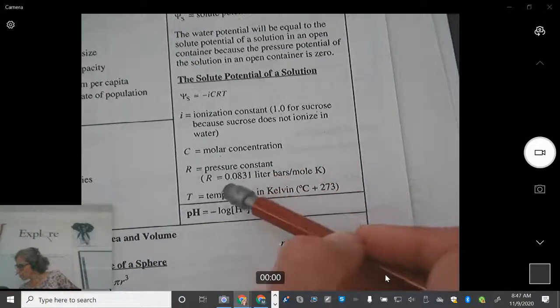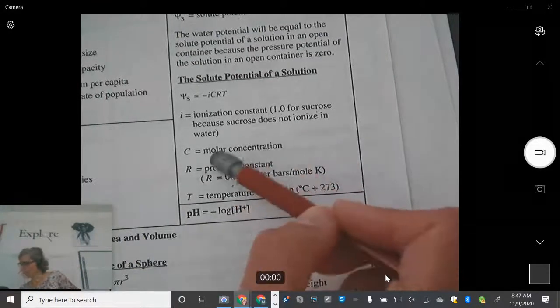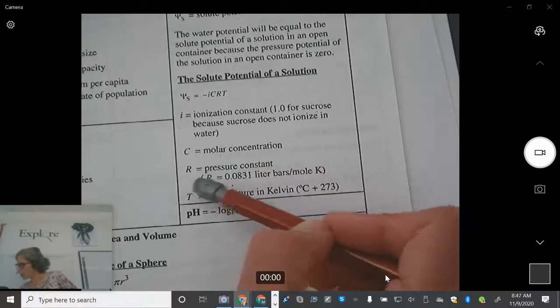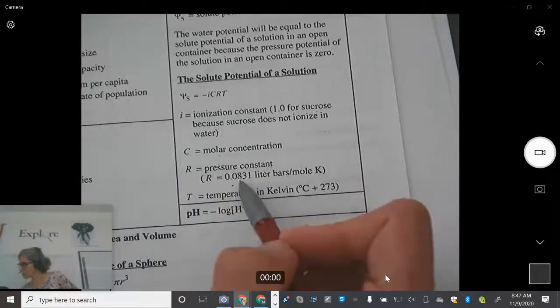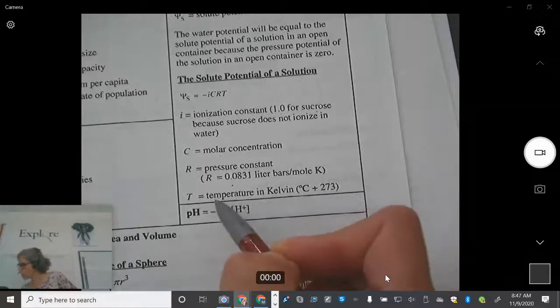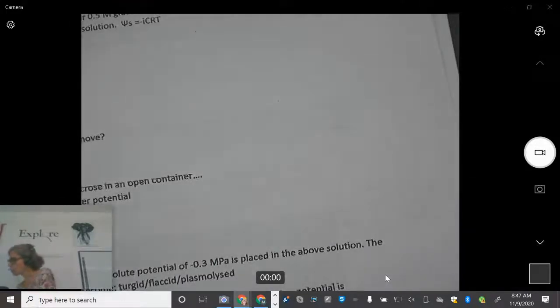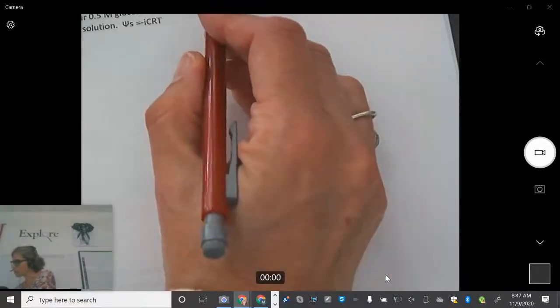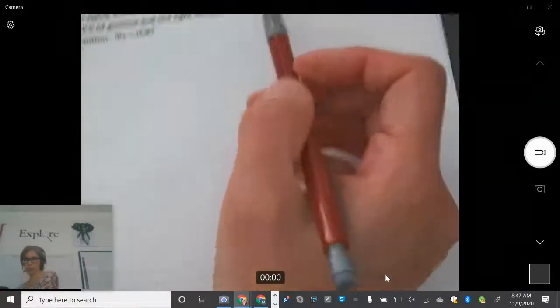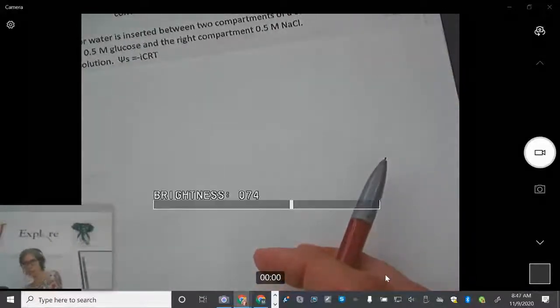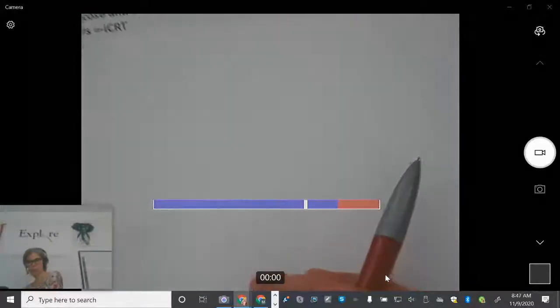C is the molar concentration, and that's in moles per liter because that's what molarity means. And then R is the pressure constant, so there's just this constant with these units that we'll use. And then T is always going to be in Kelvin, so you have to remember to switch that. Okay, so first question, water potential practice questions. And it says up here at the top that we're going to use 24 degrees Celsius if it's not otherwise specified.